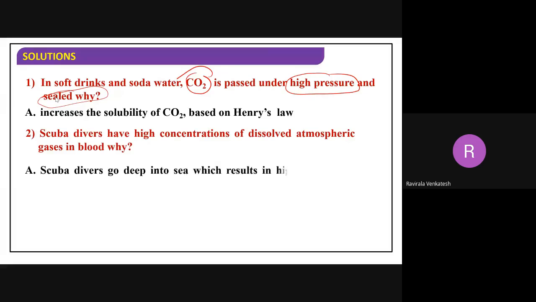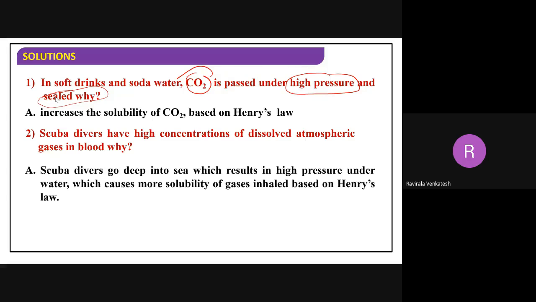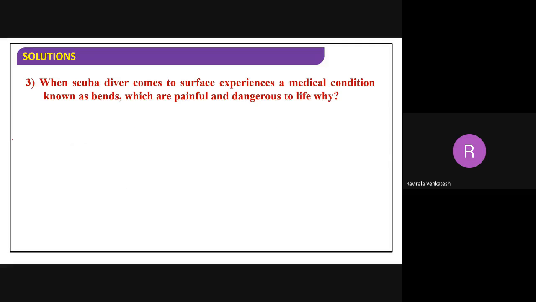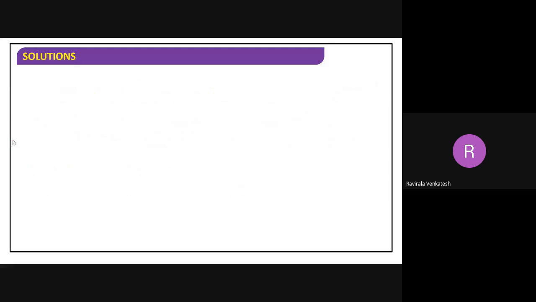Scuba divers have high concentration of dissolved atmospheric gases in blood. What is the reason here? I will explain this one later, once we complete this problem. Later we are going to explain the scuba divers.